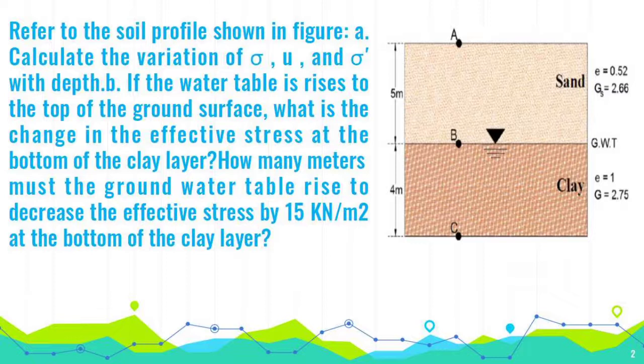Thirdly, how many meters must the groundwater table rise to decrease the effective stress by 15 kilonewtons per square meter at the bottom of the clay layer?